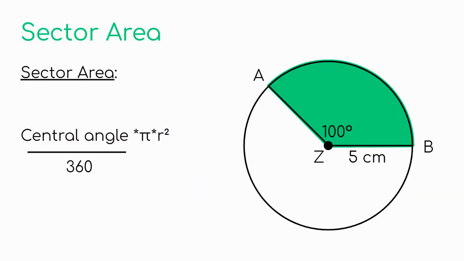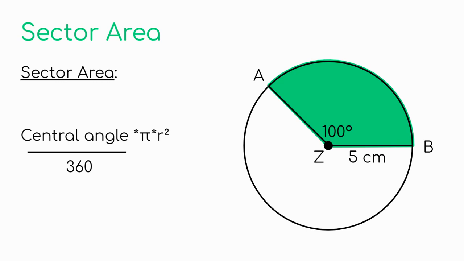So first let's just remember what sector area is. Remember, it's the area of the shaded green part. So we only want a section of the area. So we use the formula central angle divided by 360 times pi r squared, where pi r squared is the area of a circle and the central angle is just the section that we want. So we want 100 degrees worth of the whole circle.